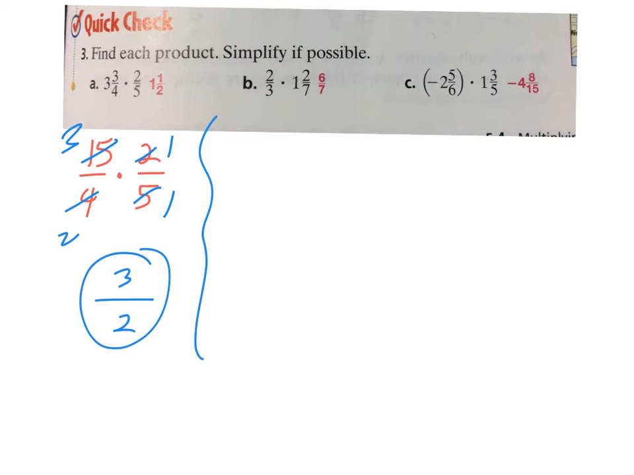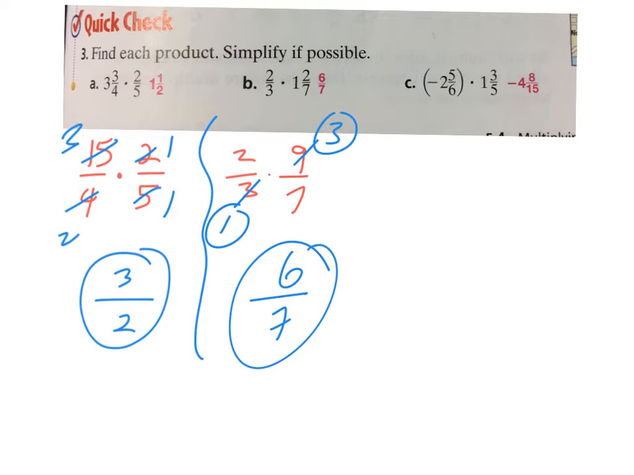On B, leaving the 2/3 alone, let's see, 1 times 7 is 7, plus 2 is 9/7. We're going to do some cross-canceling here. The 3 becomes a 1, the 9 becomes a 3. So let's see, 3 times 2 is 6 on the top, 1 times 7 is 7 on the bottom.